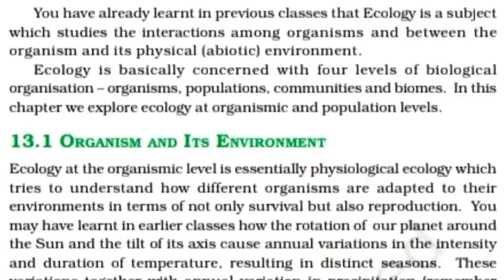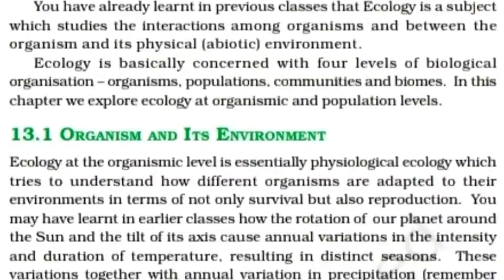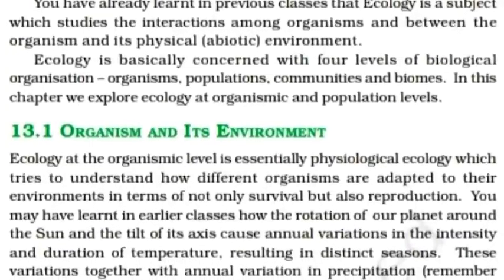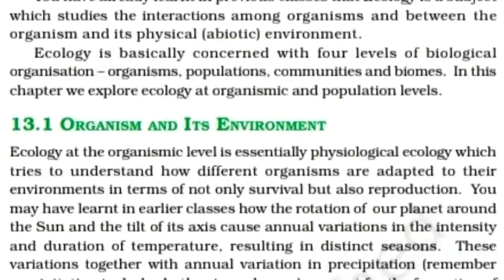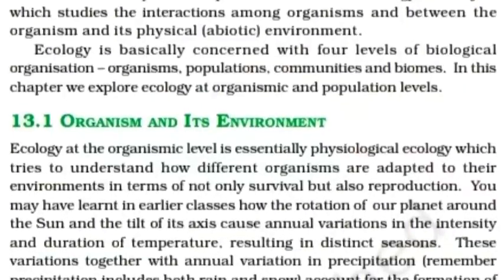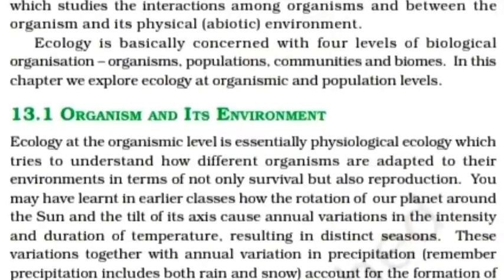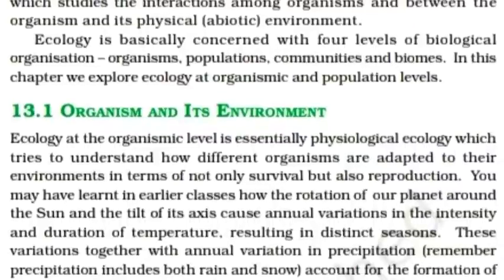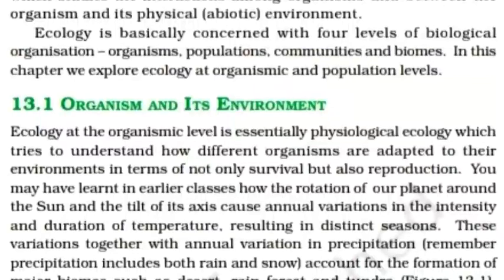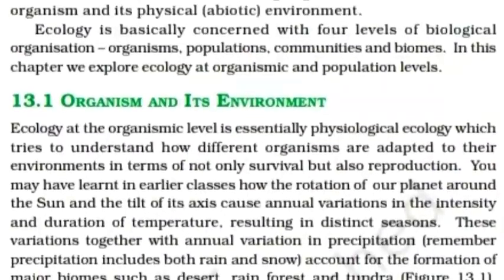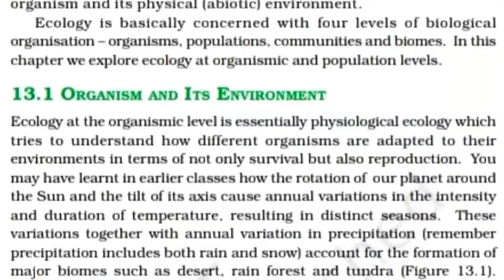Organism and its environment. Ecology at the organismic level is essentially physiological ecology, which tries to understand how different organisms are adapted to their environment in terms of not only survival but also reproduction. You may have learned in earlier classes how the rotation of our planet around the sun and tilt of its axis cause annual variation in the intensity and duration of temperature, resulting in distinct seasons.